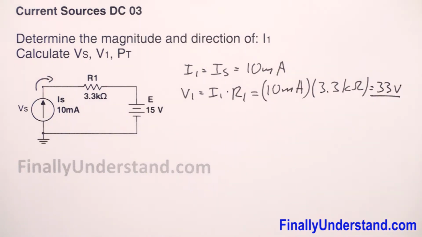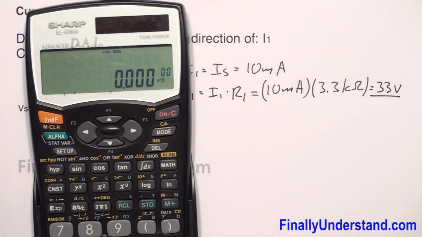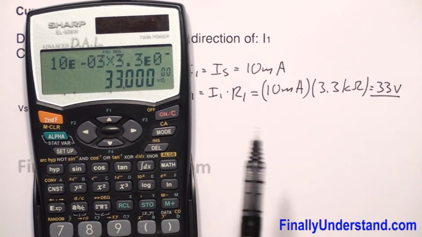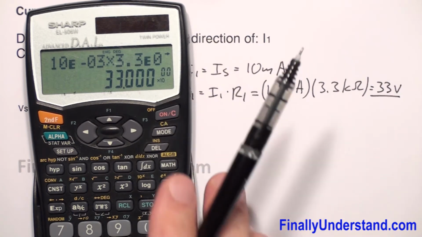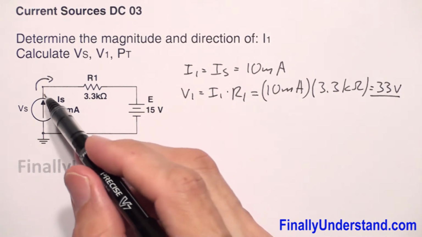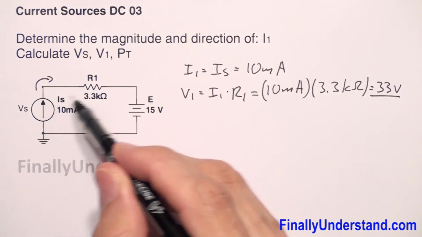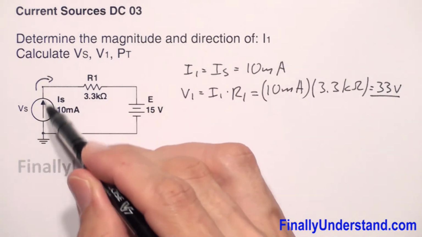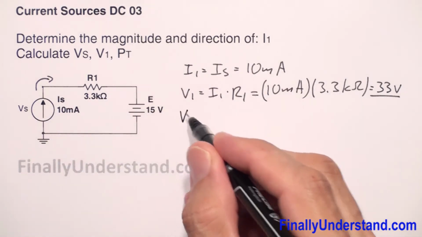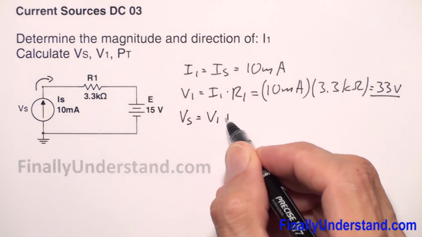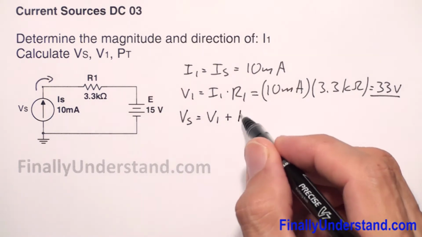Okay, you can always use the calculator. I'll show you how to do this. On the calculator, I have 10 exponent 3 negative times 3.3 exponent 3, because we have K. This is equal to 33 volts. Next, you're supposed to realize that the voltage across the current source is the sum of these two voltages. Okay, this voltage plus this voltage will give me the voltage across the current source. So Vs is equal to V1 plus E.